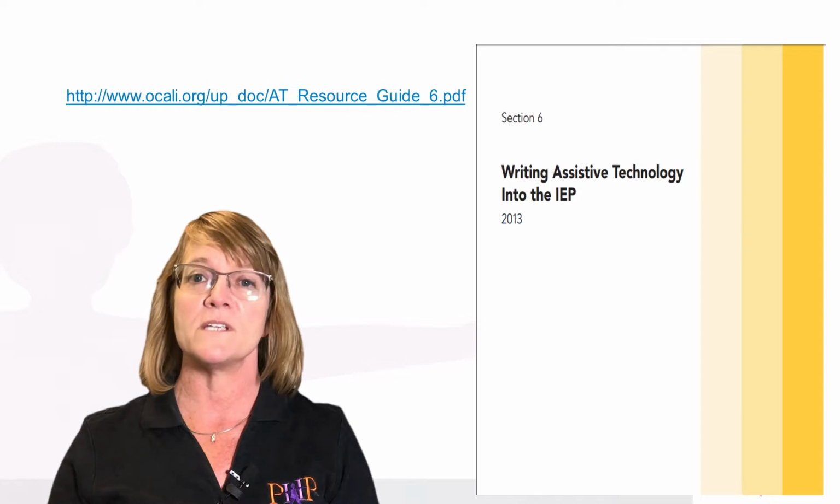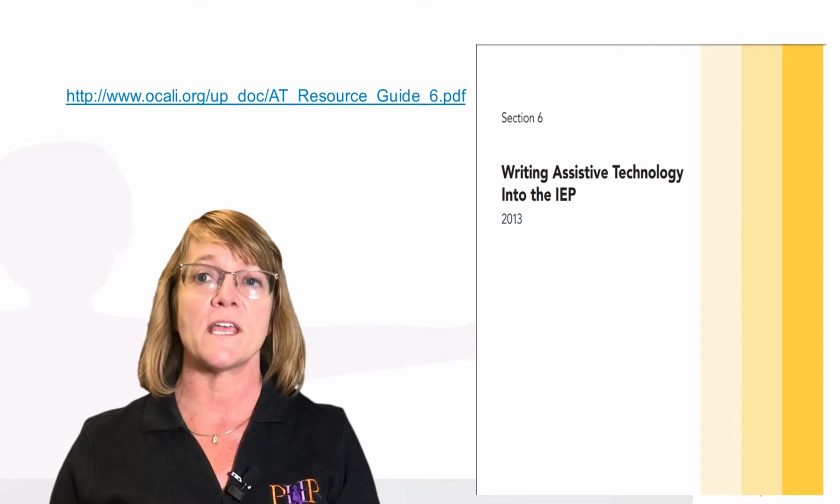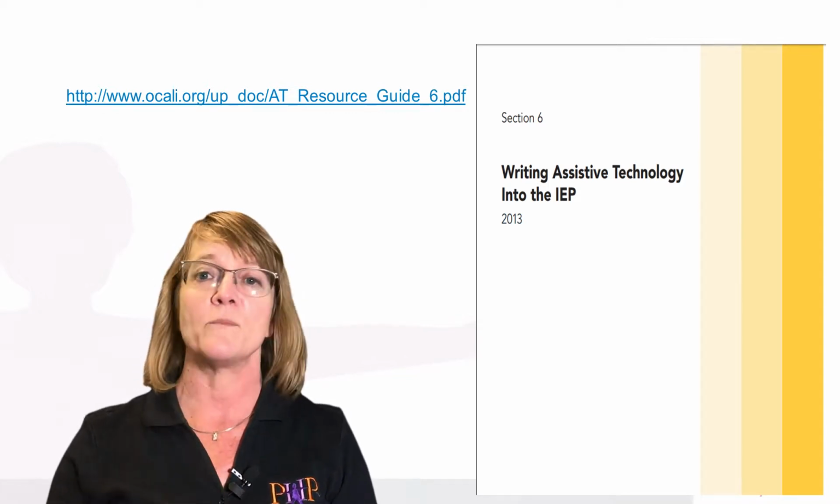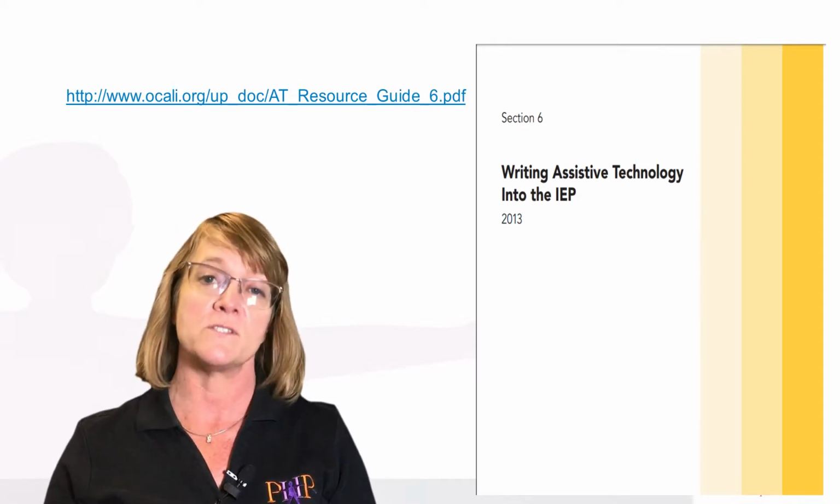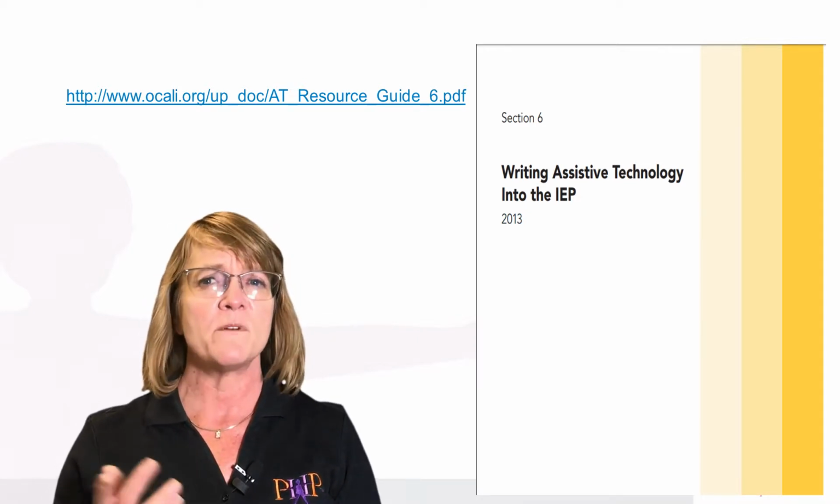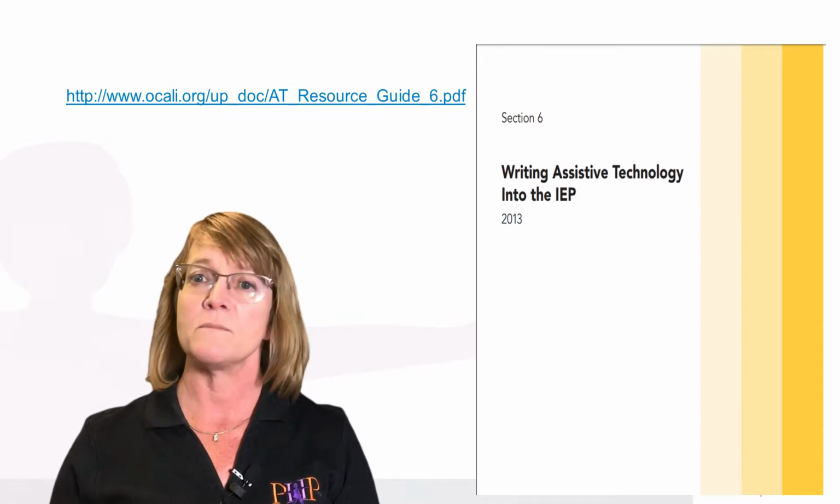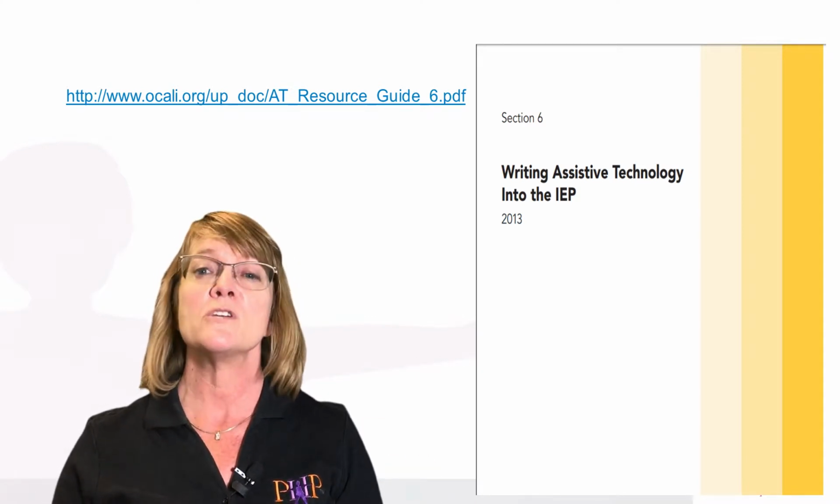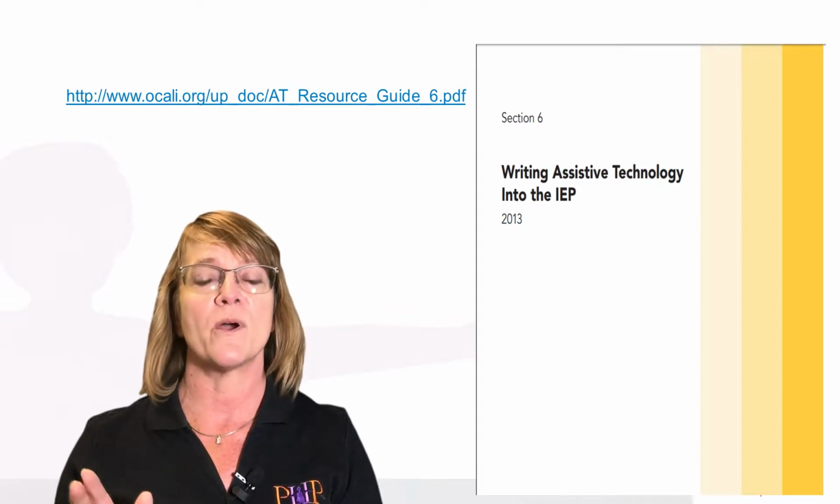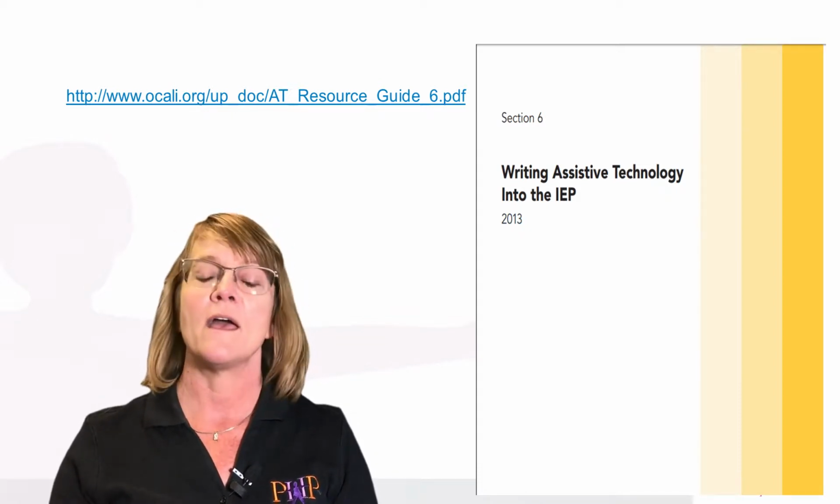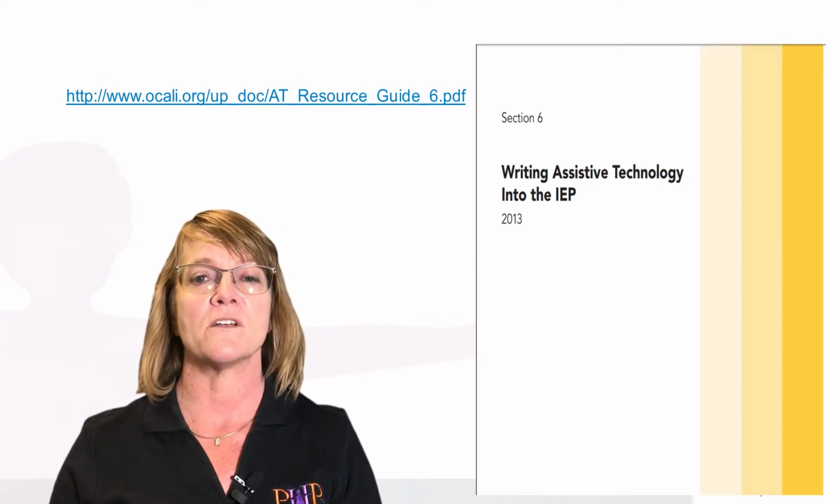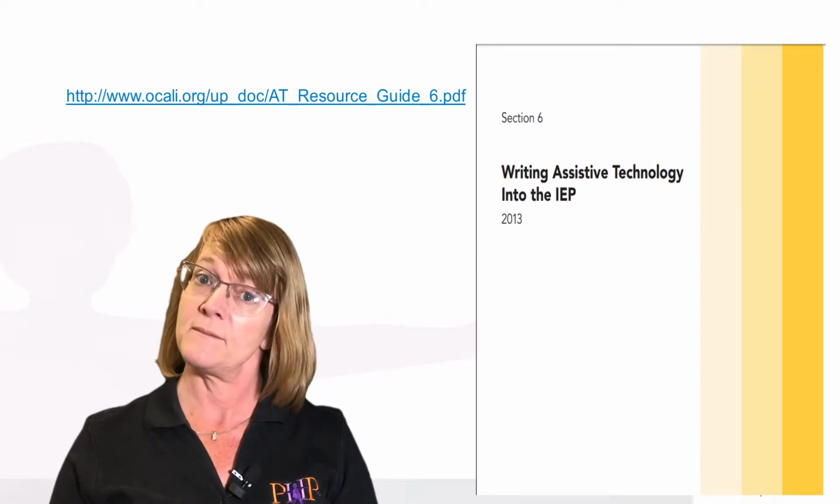The key to remember is that assistive technology devices and services required by a student with a disability should be clearly documented in the student's IEP. The type of technology that the student requires and the manner in which it will be used should be specified so that all the parties to the IEP, including the parents and the student when appropriate, have a clear understanding of the technology and how it will be used.